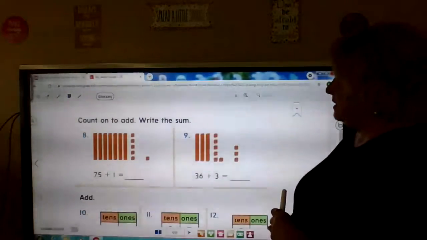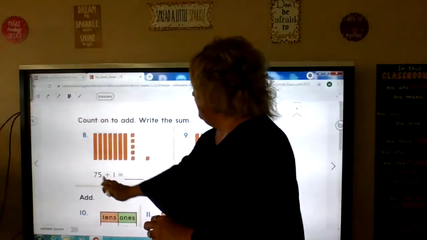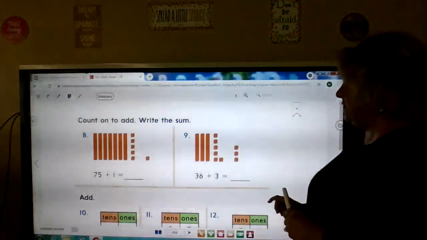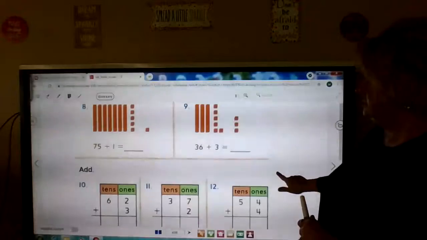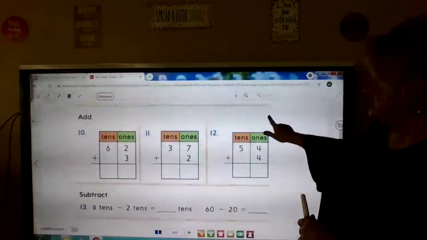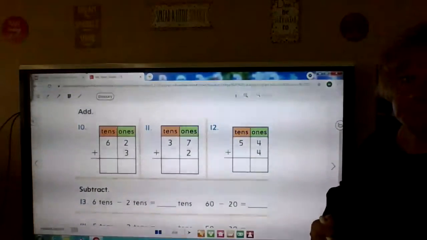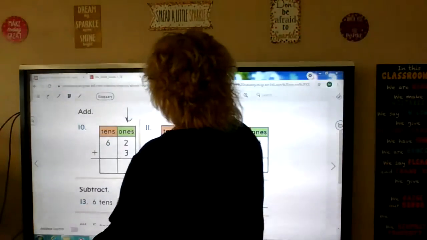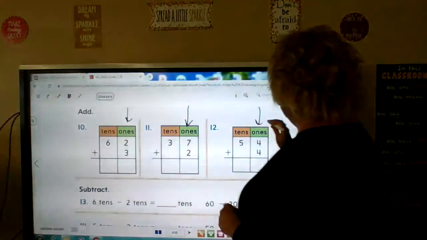Okay, on the back. 75 plus 1. 36 plus 3. Ones first.